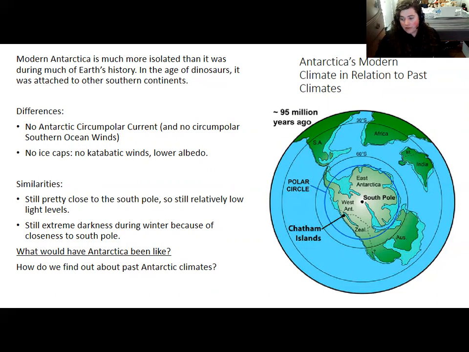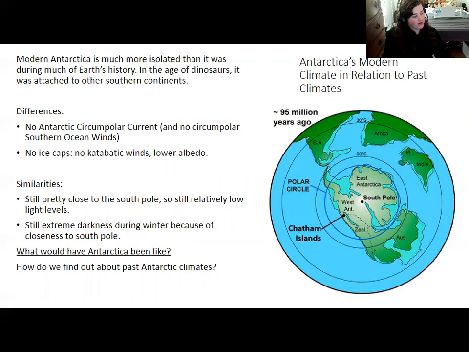And during much of what we consider the dinosaur age, there were no ice sheets in Antarctica, even though Antarctica was still sitting over the South Pole. There was no Antarctic circumpolar current surrounding the continent, and even though Antarctica still experienced relatively little sunlight and a dark polar winter, you had no ice cap. And with no ice cap, you didn't have katabatic winds, and you didn't have the high albedo that you have from Antarctica today.